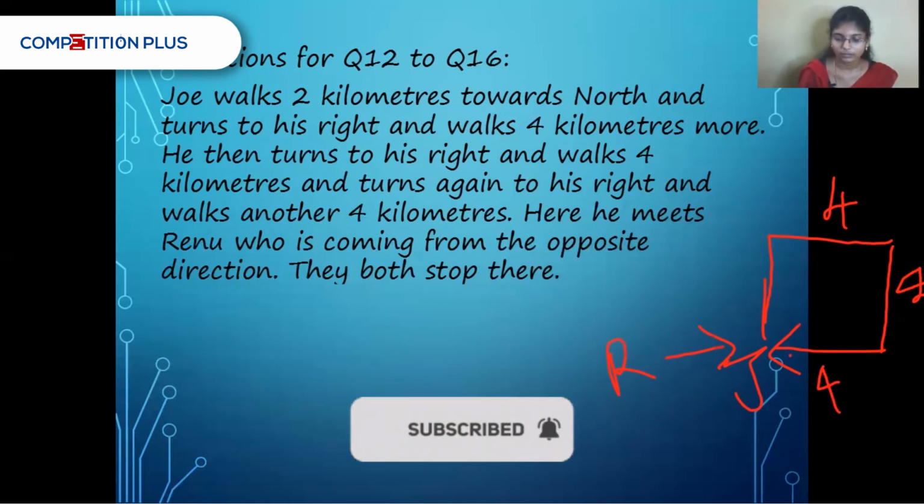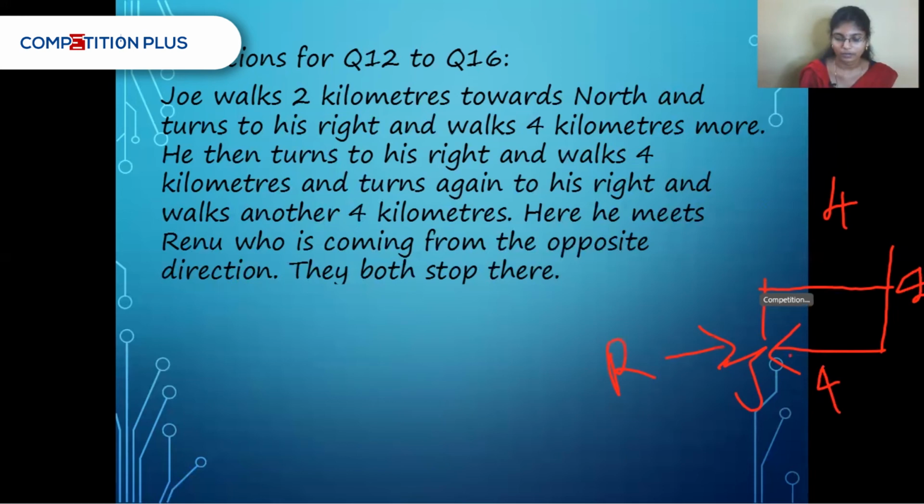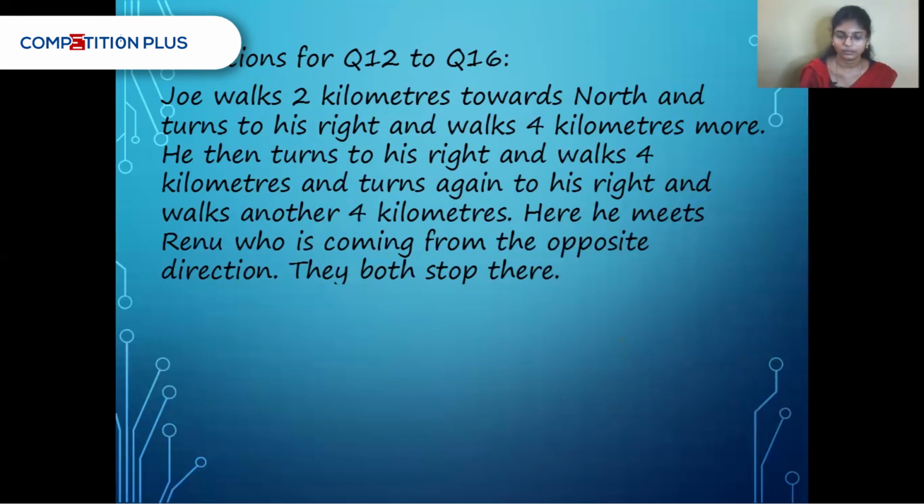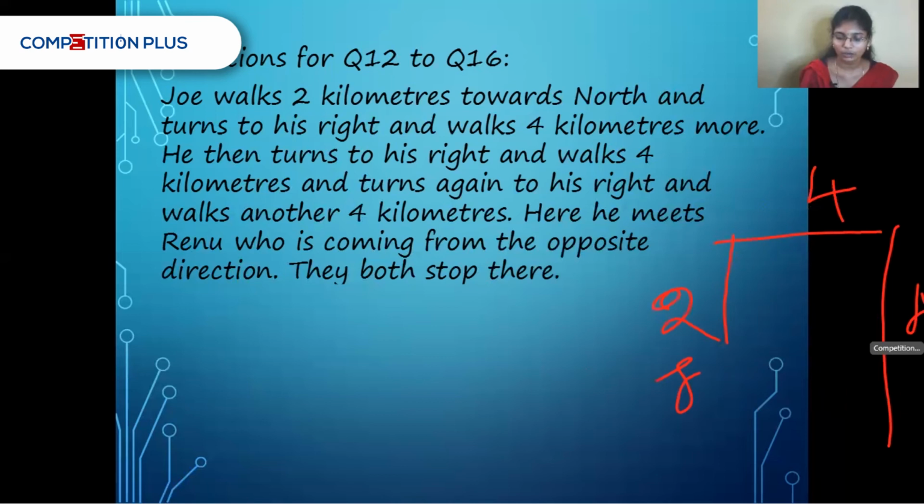Actually, the diagram will look like this, because for 2 kilometers, you should show the variation. Because the distances will show clearly where we are now. So 4 is actually greater than 2, right? So Joe is finally moving here.